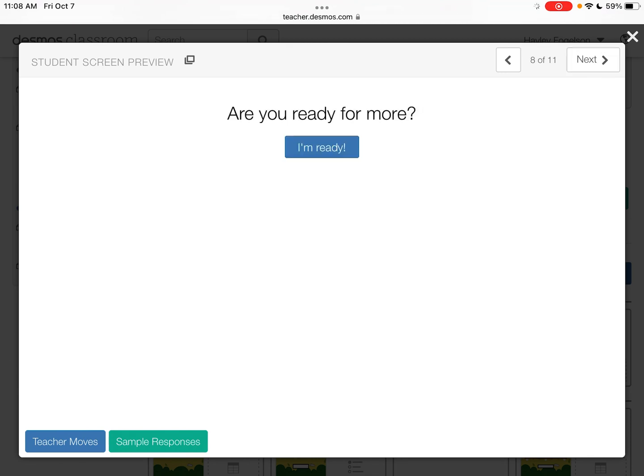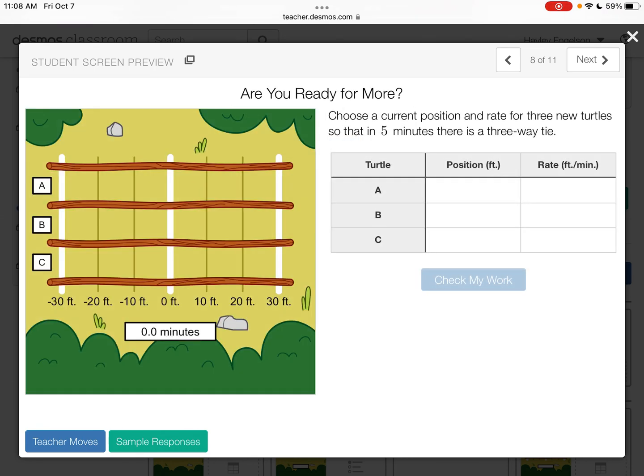Very good. Moving on to the last one with screen 8. Screen 8 is more of a challenge. So if we take a look, you are supposed to create your own position for 3 new turtles so that in 5 minutes there's a 3-way tie. So you do that one on your own.